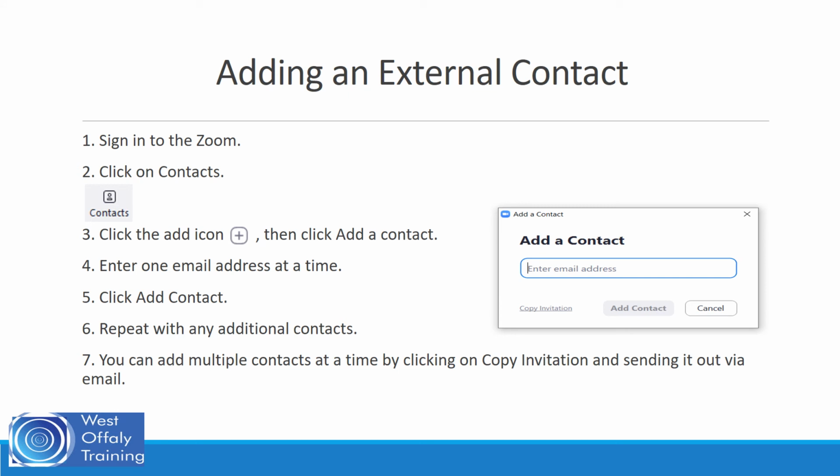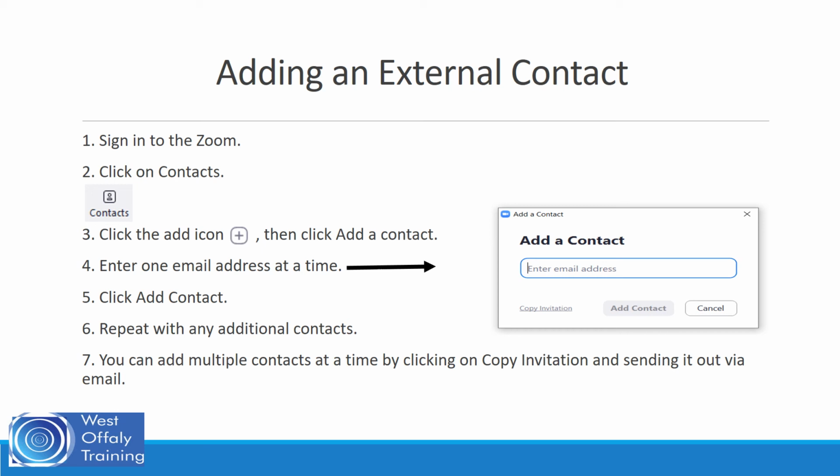The way to add an external contact is, first of all, to sign into Zoom. Once you have that done, you can click on contacts. Again, you'll see the icon there that you're looking for, which you can click on. That will open the contact screen. Then you can click the add icon, which will allow you to add a contact. The next screen that appears is the add a contact screen, which you'll see here on the right hand side.